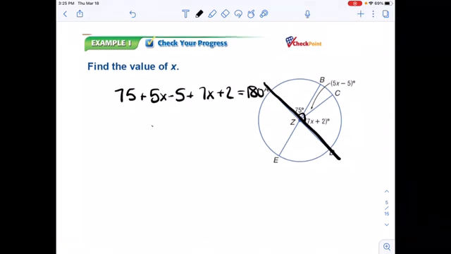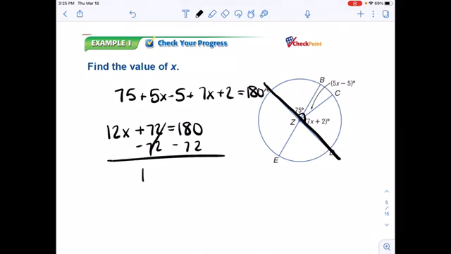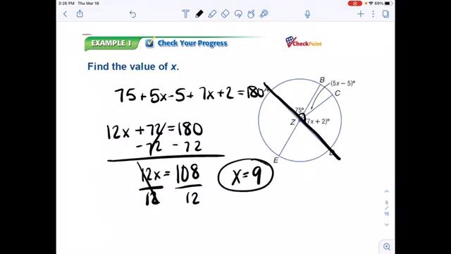Go ahead and combine like terms. We end up getting 12x plus 72 equals 180. There we go. Subtract 72 on either side, and we end up getting 12x equals 108. And this divides nicely as well, so x is equal to 9.